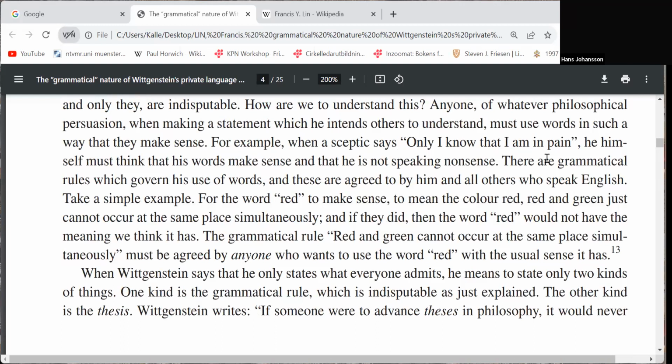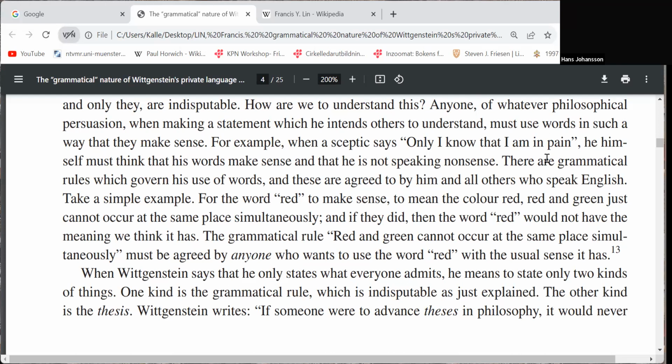For example, when a skeptic says, "I only know that I'm in pain," and listen now, he himself must think that his words make sense and that he's not speaking nonsense. They are obeying the grammatical rule. That is indisputable. He cannot even himself know if he's in pain, but he can express it, he can think it. When he's engaging in the outer world, I might add, or the rule, the criteria, the usage, and so forth. These are all hints coming from me, but the indisputable is both the feeler of pain and all other ones. That is the grammatical rule that makes his statement understandable.